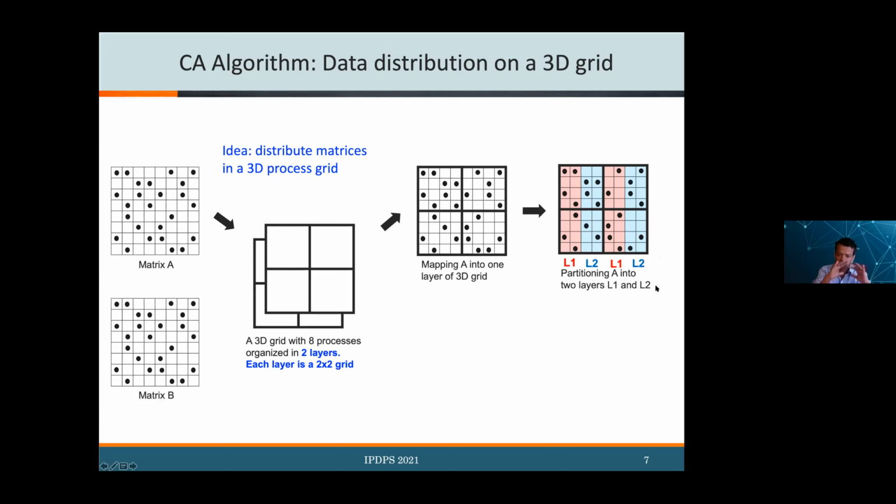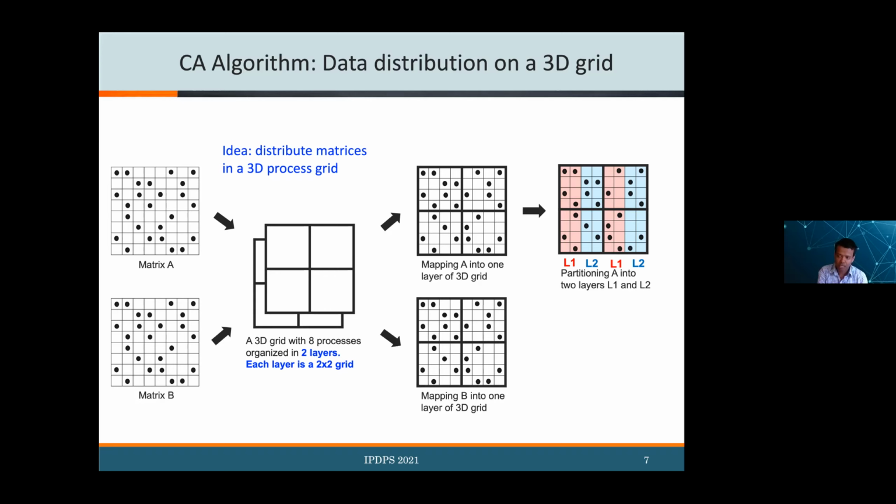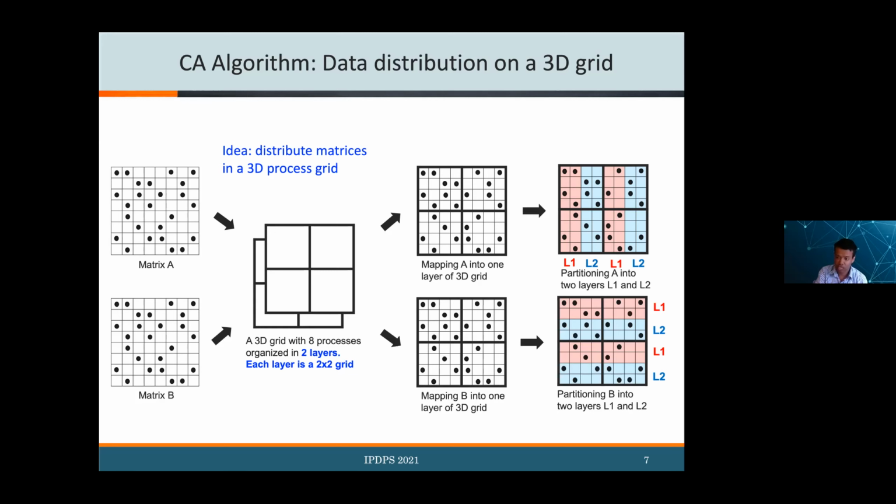So we put the entire matrix on a single logical layer, and then divide it into the number of layers. This way we distribute the matrix onto a 3D process grid. This is how we do it for the A matrix. Since we are using outer product based matrix multiplication, for B the first step is exactly the same. We put B on one layer, but when we distribute it across the third dimension, we split the matrix horizontally. So this red part and this red part will go to layer 1, and this part will go to layer 2.